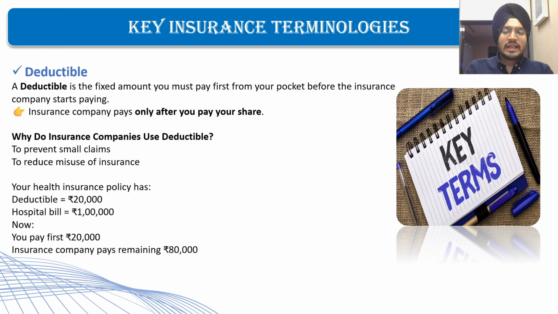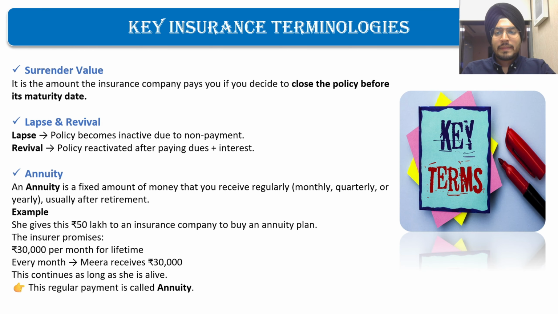So let's consider an example. The hospital bill is 1 lakh rupees, deductible amount is 20,000 rupees. So instead of a percentage, there is a fixed amount. So we have to pay 20,000 and the rest 80,000 would be paid by the insurance company.